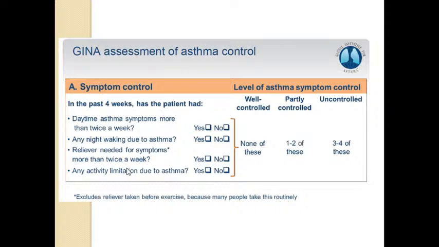And what does it mean? Well-controlled asthma is 0, none of these symptoms. From 1 to 2 points means partial control of asthma. And 3 and 4 is uncontrolled asthma.